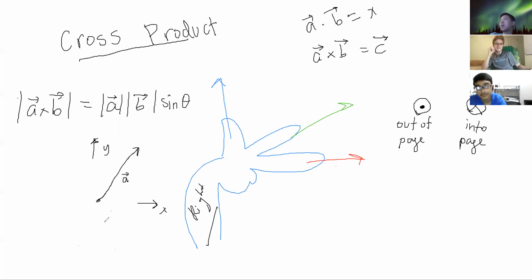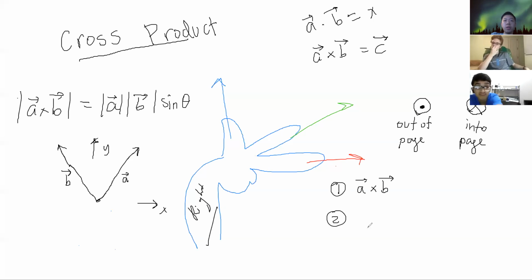Close enough. And 109 is here, let me draw it. Or go ahead. 109 is about here. Okay, so we consider two situations. The first situation is A cross B, and the second situation is B cross A.